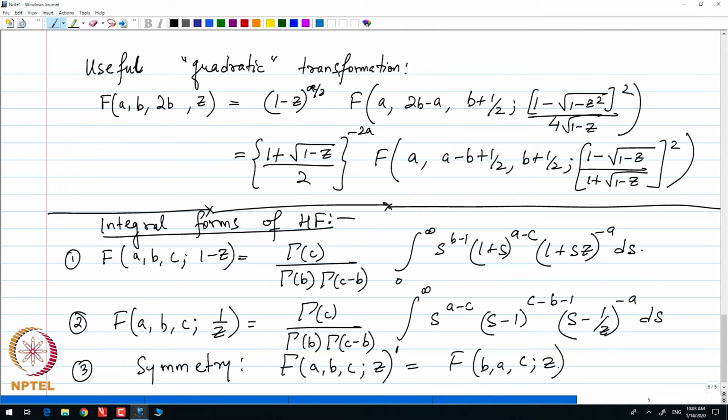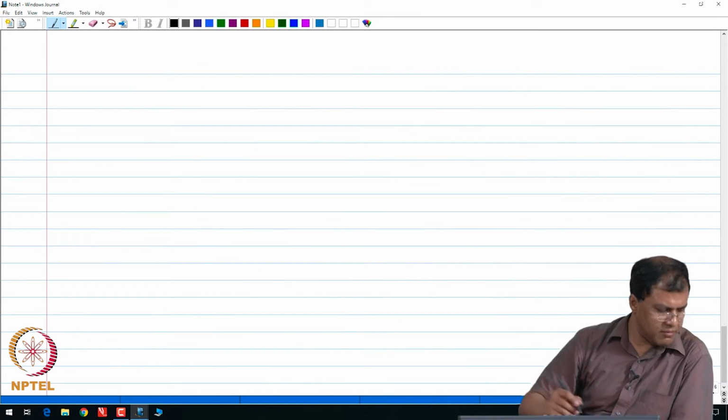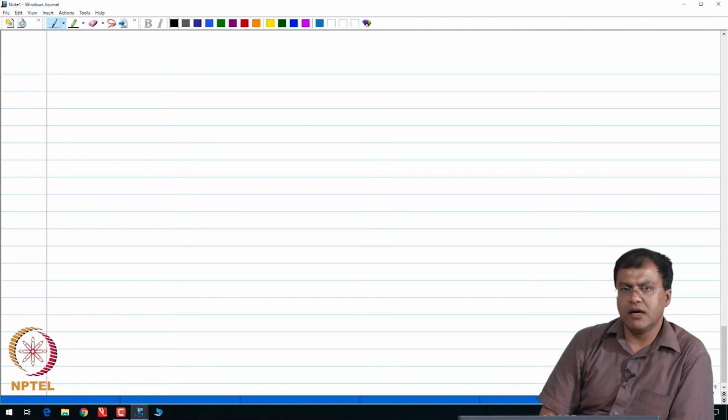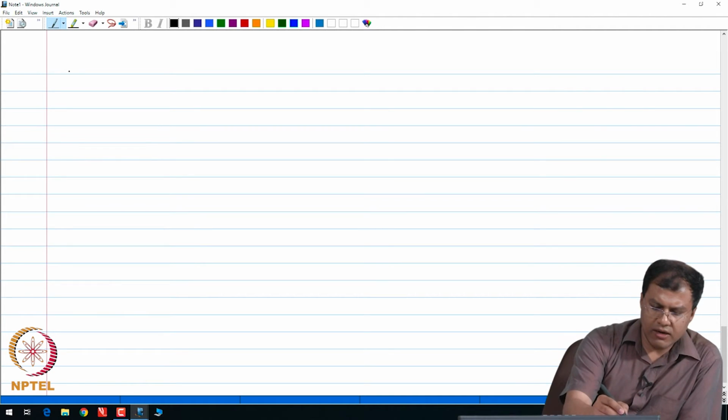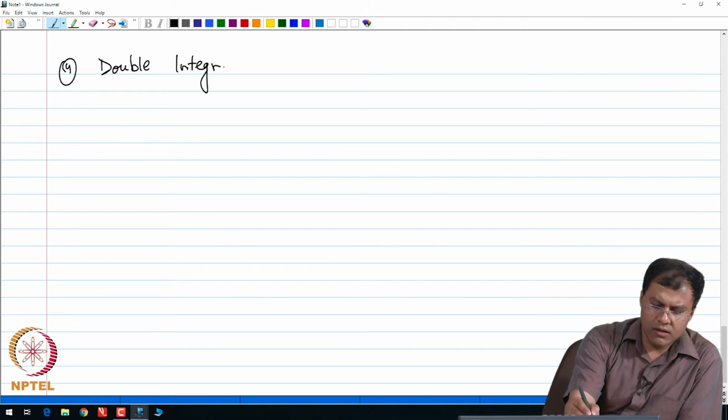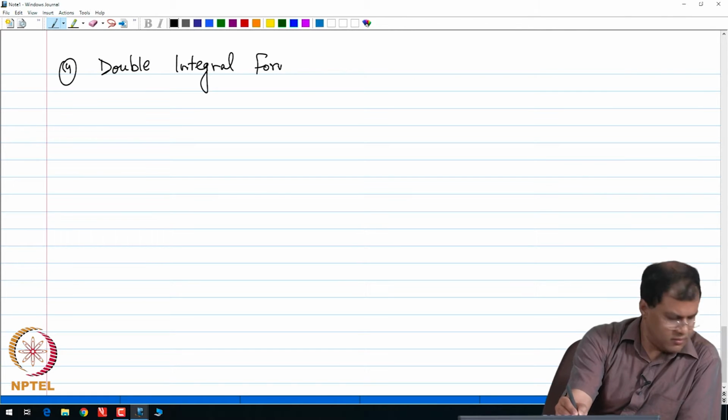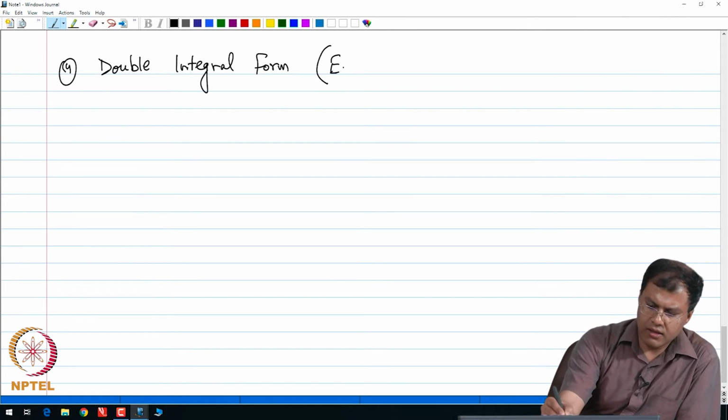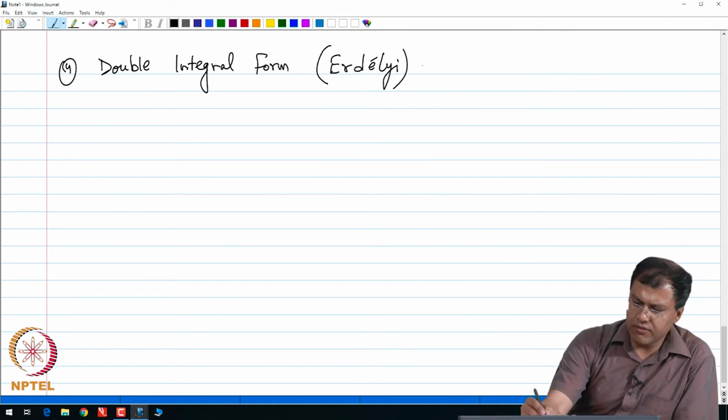Okay. And then the fourth important relation is the relation by a mathematician Ardeli, which is the double integral form by Ardeli, and this is given as follows.